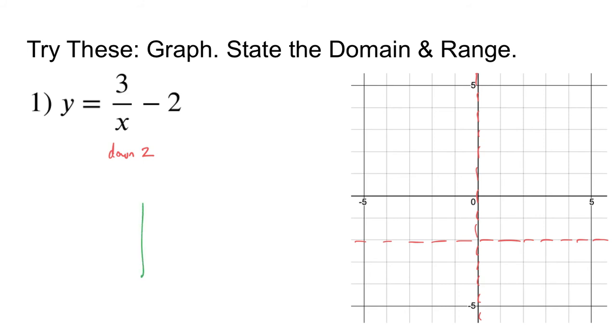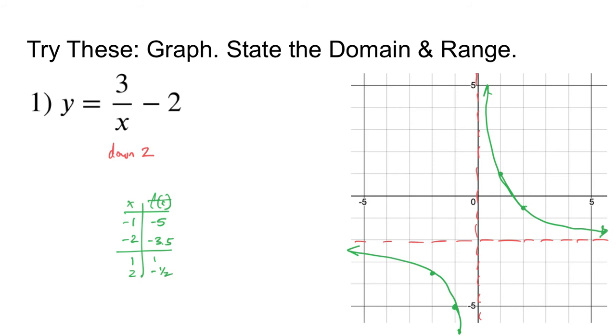So now I'll just go ahead and do my table of values real quick. It's going to look like this. I can plot these points, and I can connect the dots, making sure that I kind of make my curve travel towards the asymptotes. That's what this graph looks like.